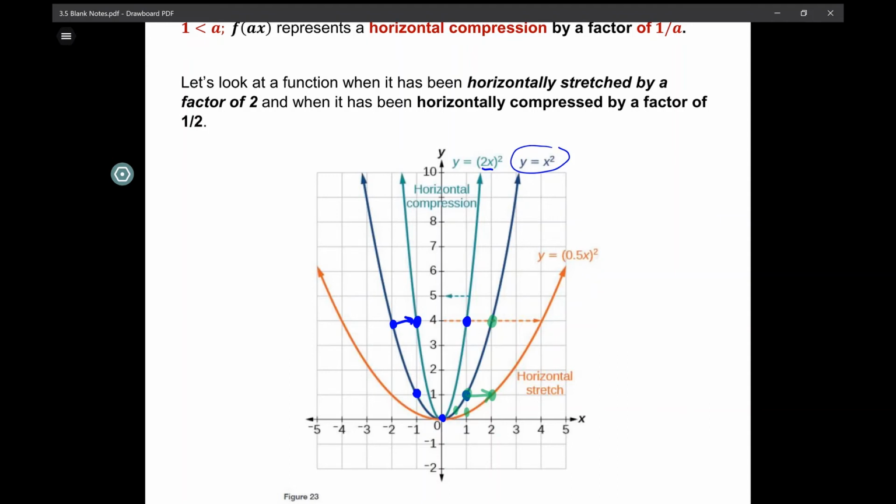What happened at 1 before now doesn't happen until 2. What happened at 2 doesn't happen until 4. Things are happening more slowly when you do a horizontal stretch.